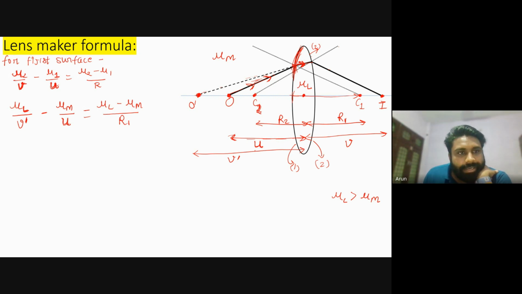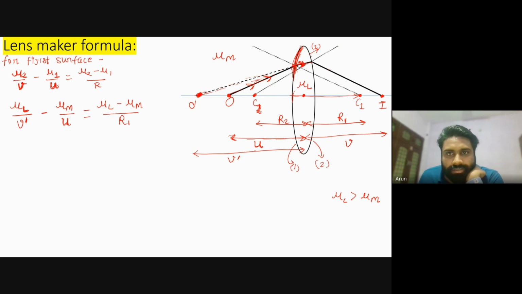So let me again explain how I write this. This mu2 is the medium where the ray is going. Where is the ray going? It is going into the lens. So I have written it. From where would this ray appear to come to the lens? From where does this ray appear to the lens? It appears to the lens that this ray is coming from point O dash.